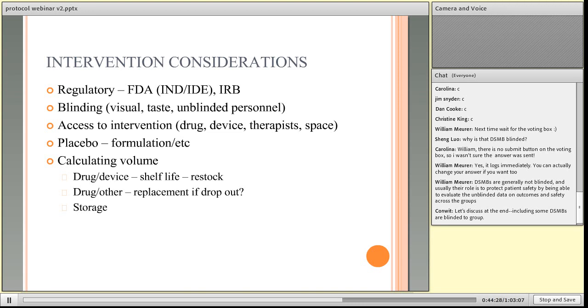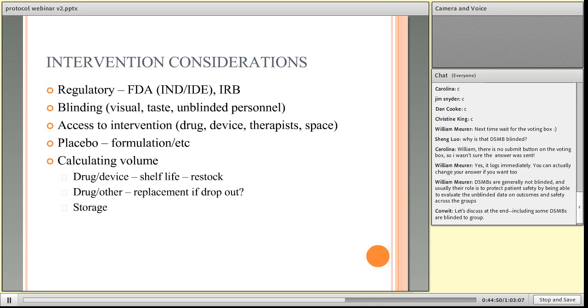And then I just want to say 2 seconds about calculating the volume. So most of us think, the volume of our drug is, I need 100 patients and every patient's going to get 1 pill. So I need 100 pills. And if you calculate your volume of what you need for your intervention that way, you're going to be sadly disappointed probably about a third of the way through the trial.